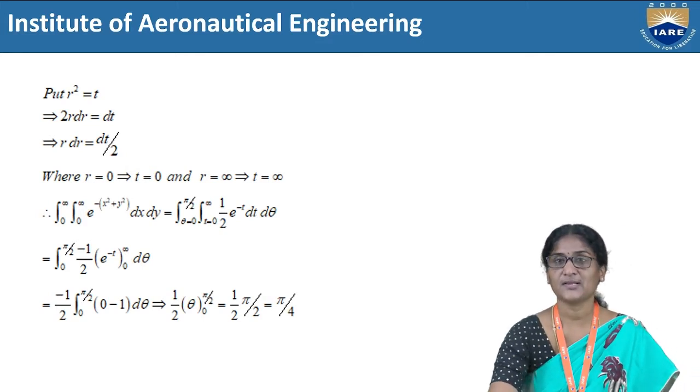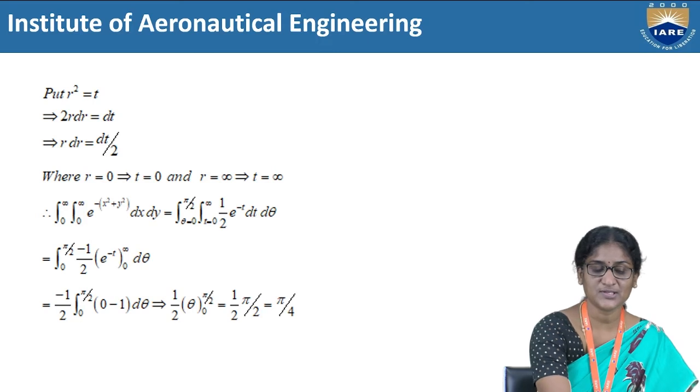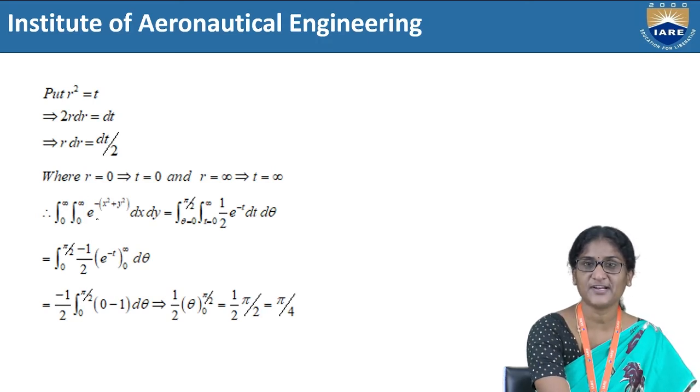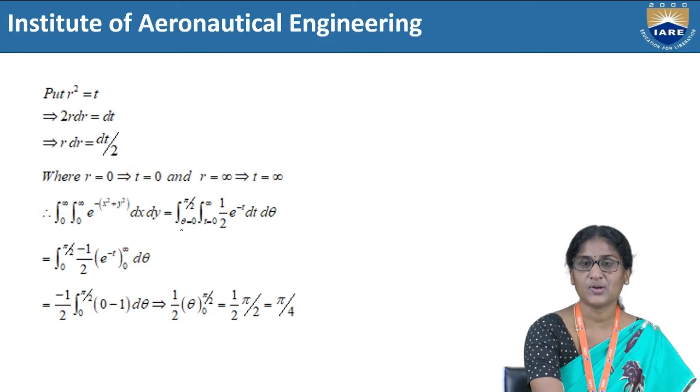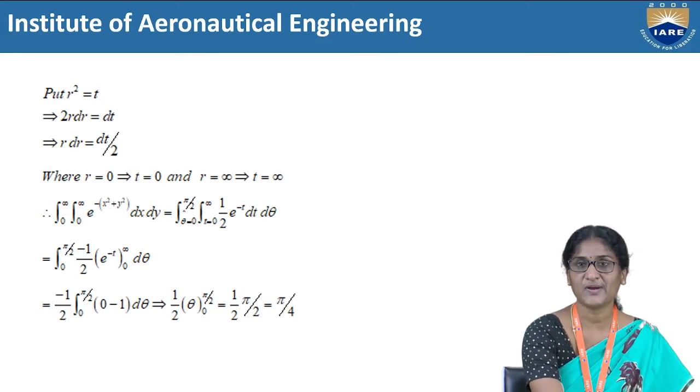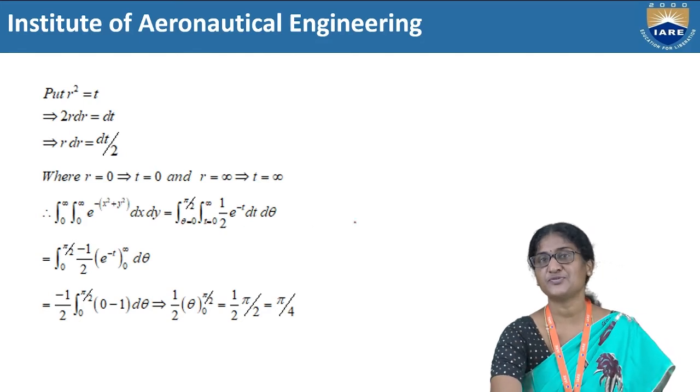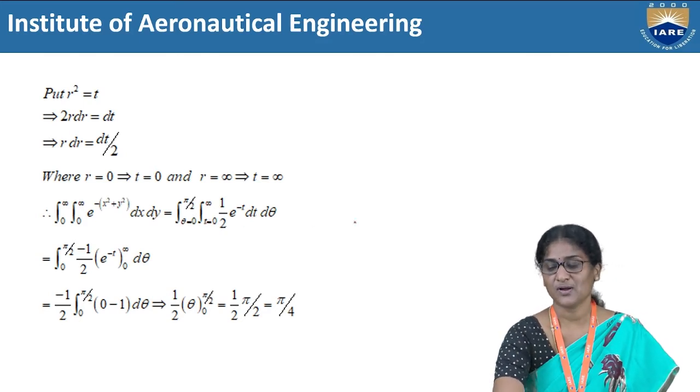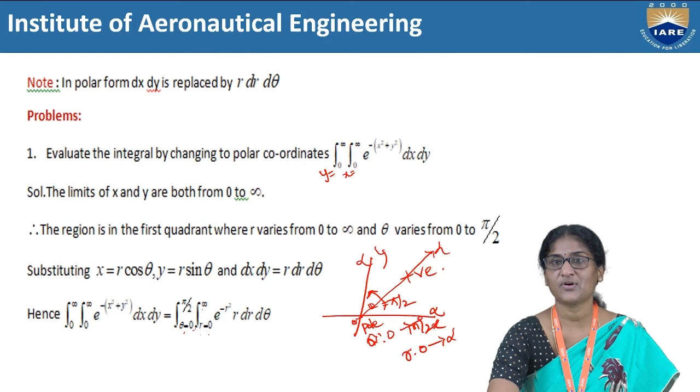I will start integrating with the given values. Integral 0 to infinity, e power minus (x square plus y square) dx dy, is equal to integral theta from 0 to pi by 2, r from 0 to infinity. I'm using the substitution method, and I've got e power minus r square into r dr d theta.